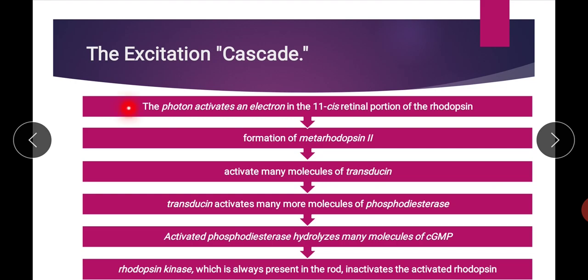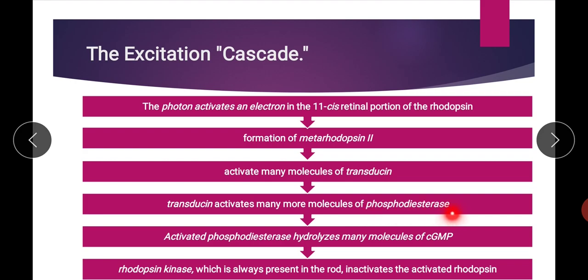So these are the processes. The photon activates an electron in the 11-cis retinal portion of the rhodopsin. Then this 11-cis retinal is converted into all-trans retinal, and then there is formation of meta-rhodopsin II. This meta-rhodopsin II is known as activated rhodopsin. It activates many molecules of transducin. This transducin is a G protein, which we have just discussed in the previous slide. This transducin then activates many more molecules of phosphodiesterase.